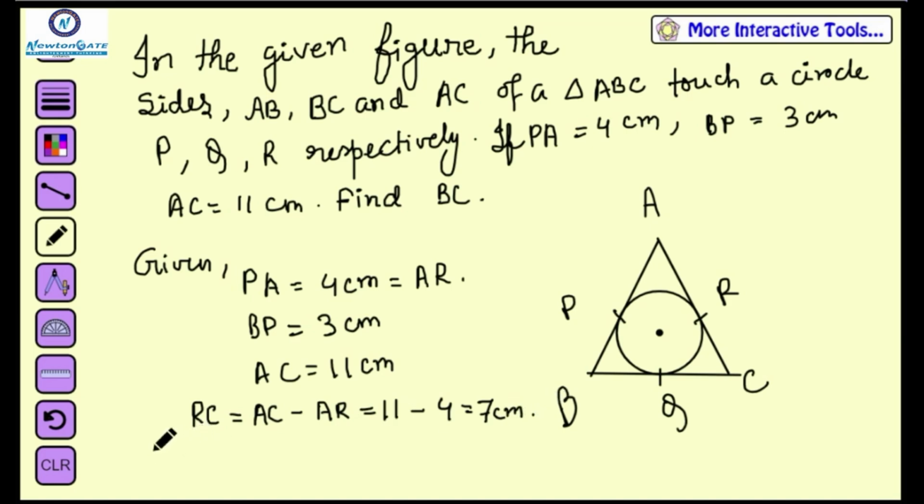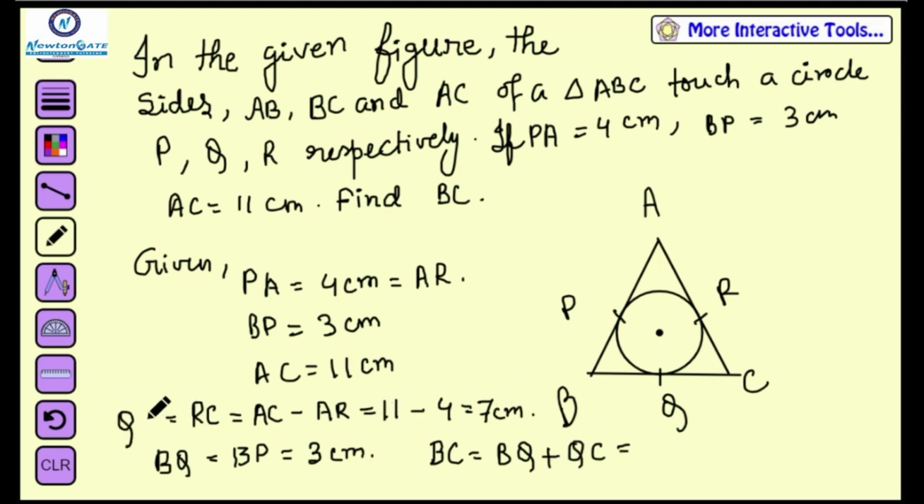Now from the same concept, we write that BQ equals BP, and the value is 3 cm. So BC equals BQ plus QC, and here we know that QC is equal to RC from the concept of tangents. Now we put the value of BQ as 3 and QC as 7. Therefore the value of BC is 10 cm. Now we move to the next question.